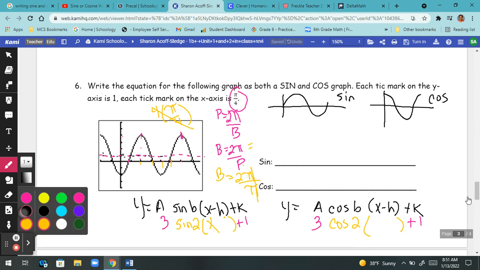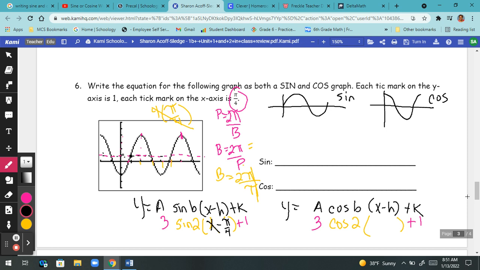Okay, now, let's say if it were a sine graph, it's going to start here. So we have a horizontal shift of pi over 4. And remember, we always do the opposite. So if it's to the right, then it's going to be minus pi over 4.